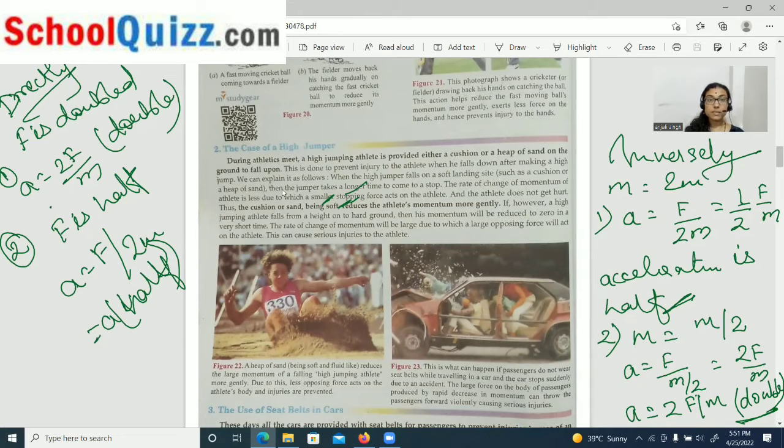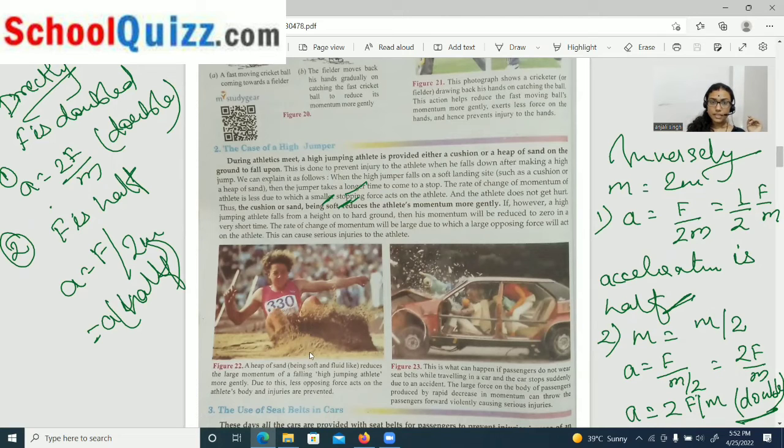In that case, they will not cover the longer distance. Why? You can see this during an athlete meet, a high jumping athlete is provided either a cushion or a heap of sand on the ground to fall. Here, if they run, it means they acquire the velocity to cover a longer distance. Their velocity increases when they are ready to jump.